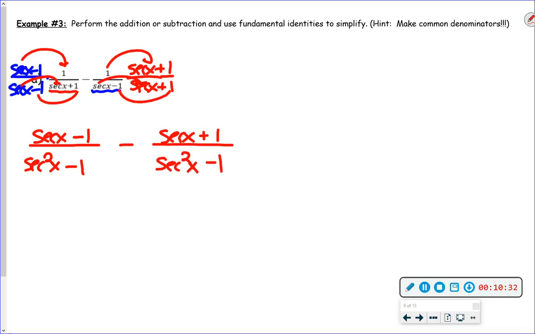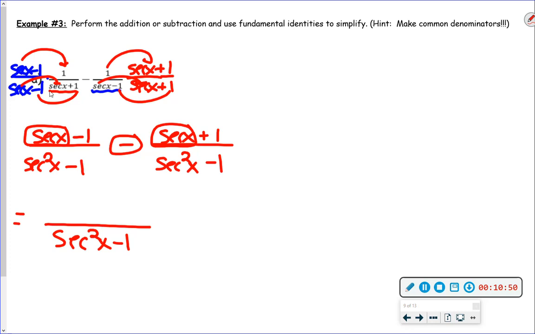So I'm going to take a look. We should have common denominators now. We do. That was the overall goal. Once you have a common denominator, you can fill that in, and we can add or subtract any like terms in the numerator. So I see there's a secant minus secant. Well, that's going to cancel out. Then I see I have a negative 1 minus 1. Negative 1 minus 1, negative 2.